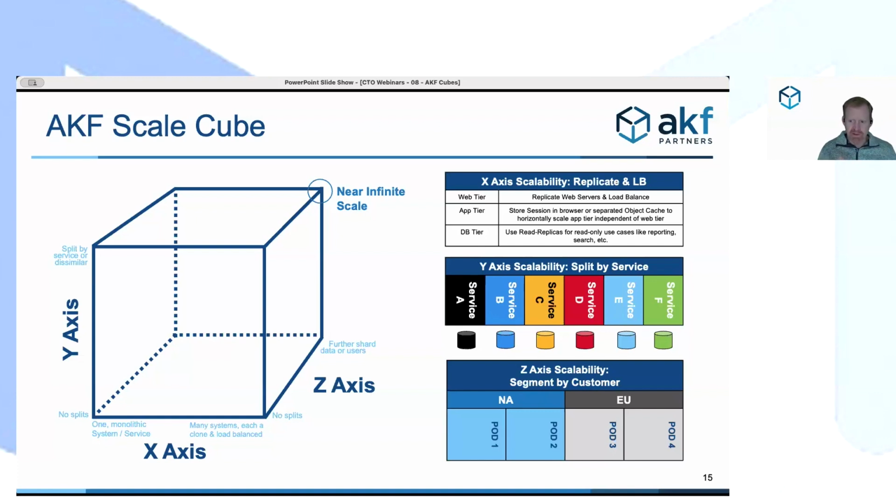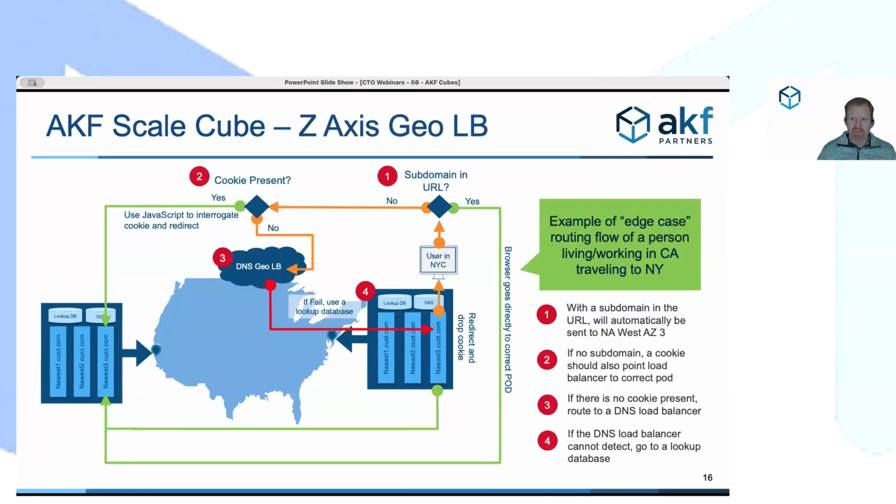Y, each service has its own database, and then Z is different pods. In this example, we're showing two in North America and two in Europe. This is a Z-axis example, and it applies to B2B or B2C. If you have a subdomain, which is more common in a B2B space, you'll give someone a URL. It may not be geography, but it might be for a particular company, my company or your company, and then it'll route that person.